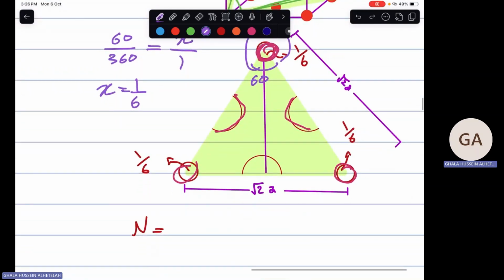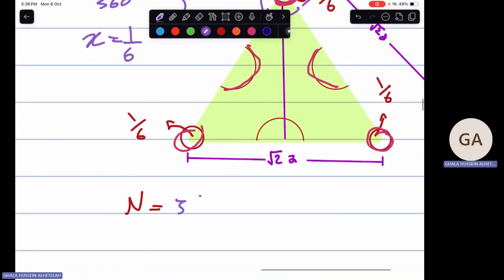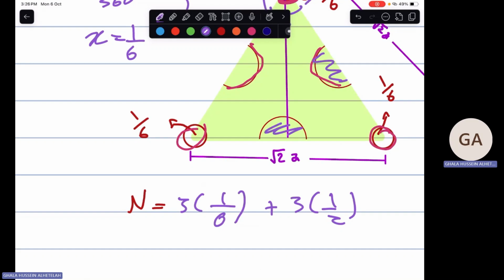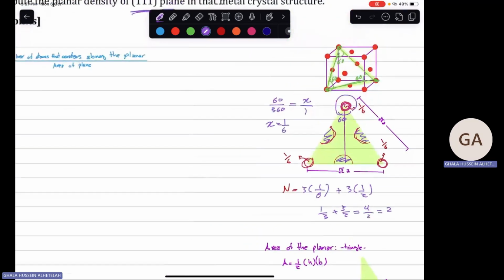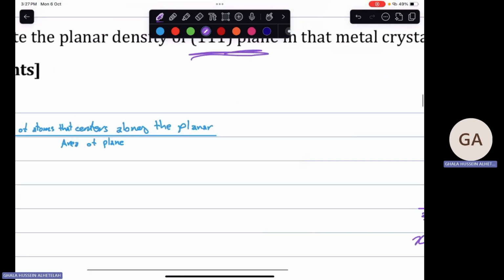So what are we going to have? We have 3 times 1/6 plus 3 times 1/2, which are these ones, the half atoms in the faces. So we have 1/2 plus 3/2, which is 4/2, which is 2 atoms across the plane. Here we have 3 atoms.